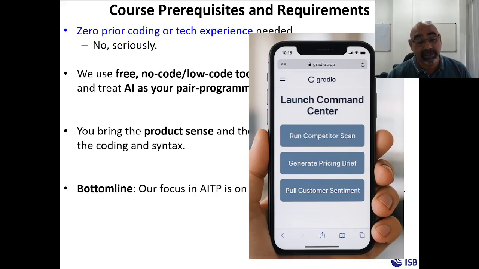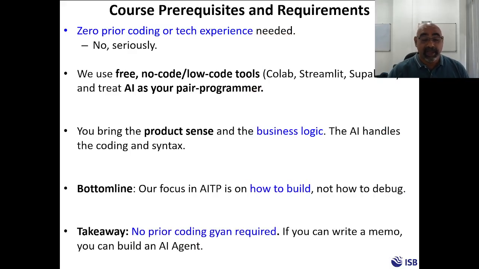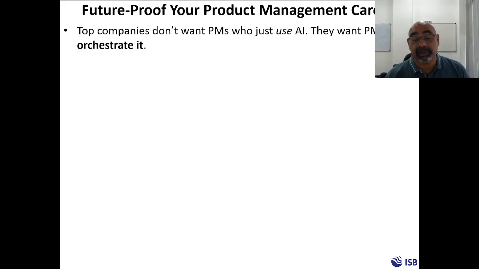Okay, and so all of this coming through. And no prior coding experience is required. If you can write a memo, you can basically write enough to spin up an AI agent. All right, future-proof your product management career. So top companies nowadays don't want product managers who just use AI, right?